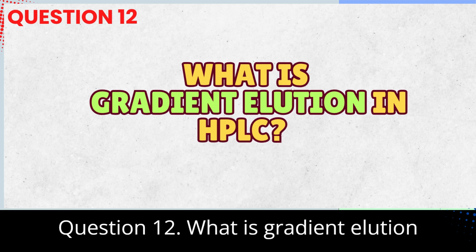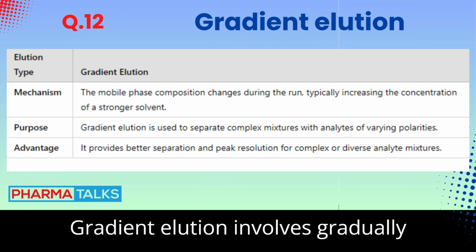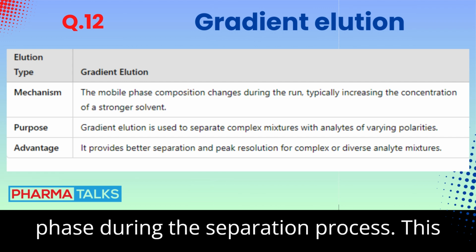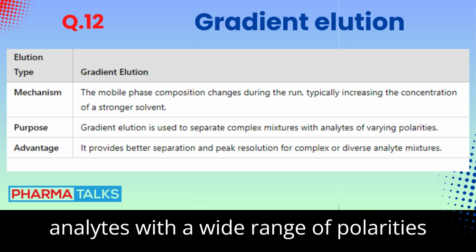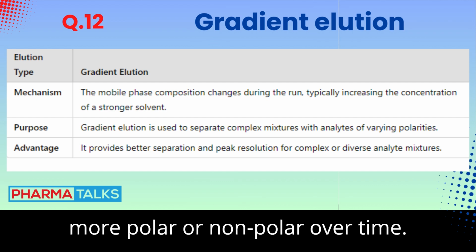Question 12. What is gradient elution in HPLC? Answer. Gradient elution involves gradually changing the composition of the mobile phase during the separation process. This technique allows the separation of analytes with a wide range of polarities by making the mobile phase increasingly more polar or nonpolar over time.